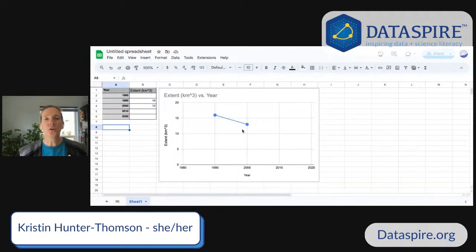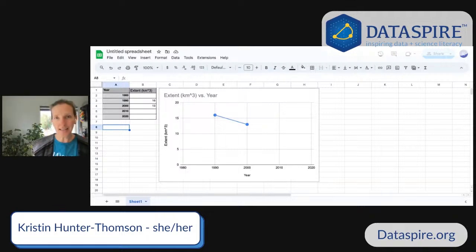And so we need to help them understand that pattern and what this means: as time increases, as we went from 1990 to 2000, the extent of whatever we were looking at decreased over that time. It went down. One variable is going up, year is going up, the other variable went down.